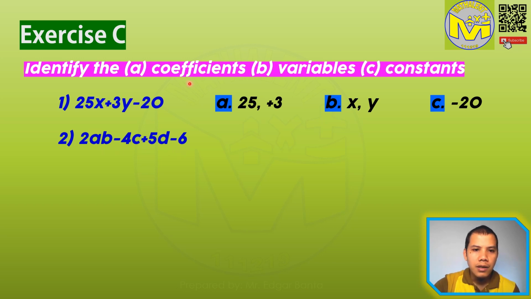First, identify coefficients. How many coefficients can you identify? We have, in first term, we have 2. In second term, we have minus 4, and in the term 3, we have plus 5. So you can write it there in letter A.